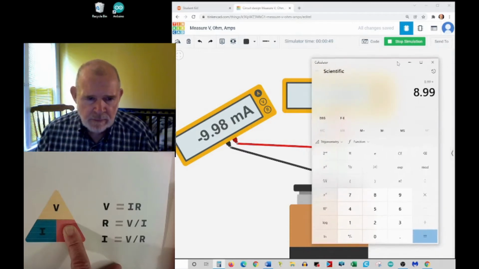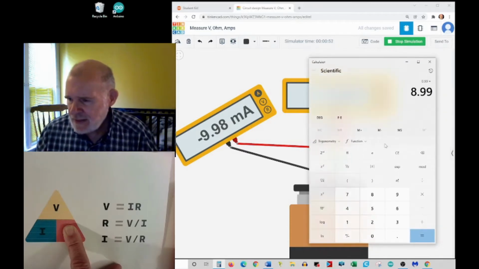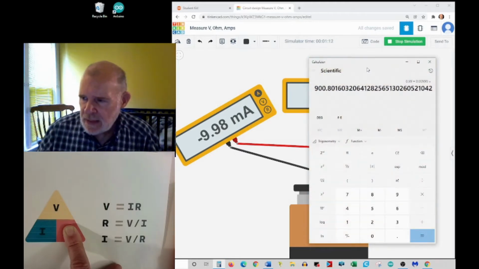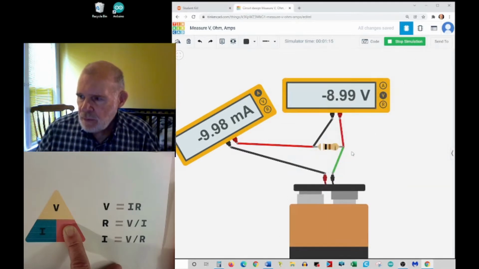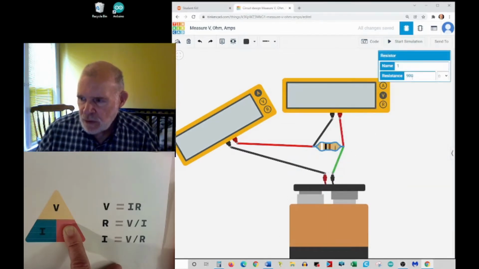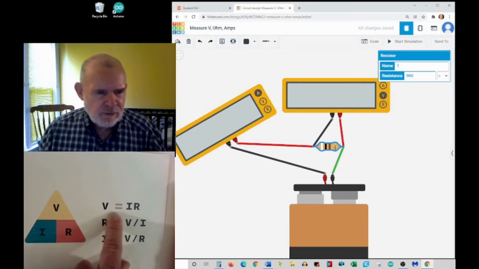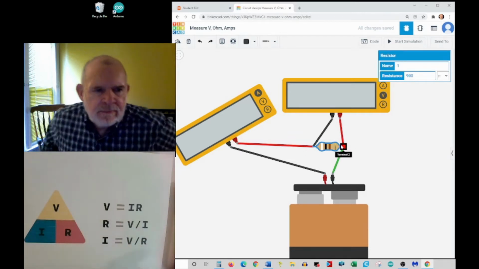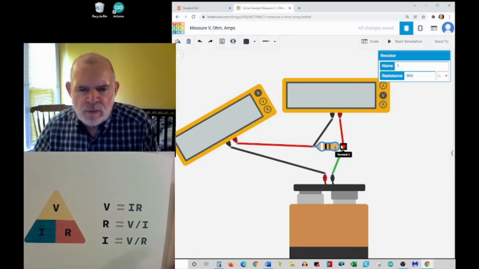Let me put my calculator here where you can see it. I forgot where I was, so let me start over. 8.99 divided by 0.00998. Is that right? Okay, and notice what I got here: 900.8. So that was the value of my resistor. I know it was 900. So you can see how this relationship works. When there's current flowing through something, you can calculate any one of the three that you don't know.